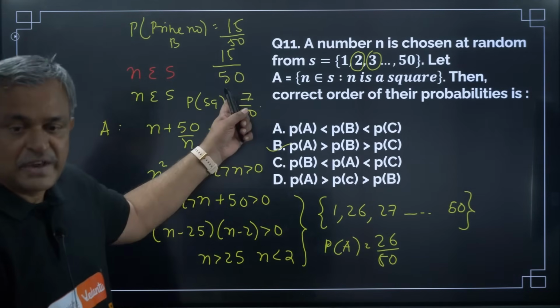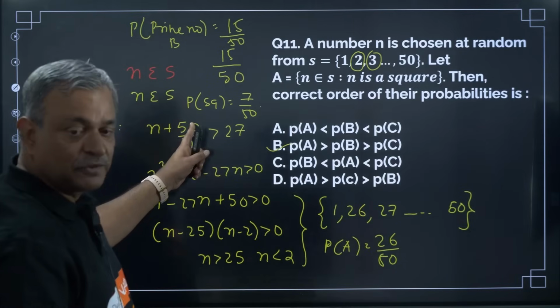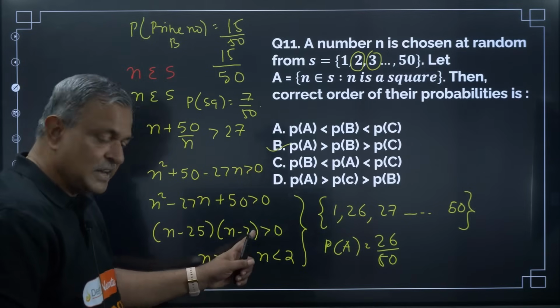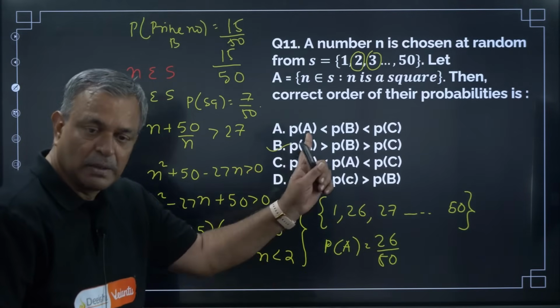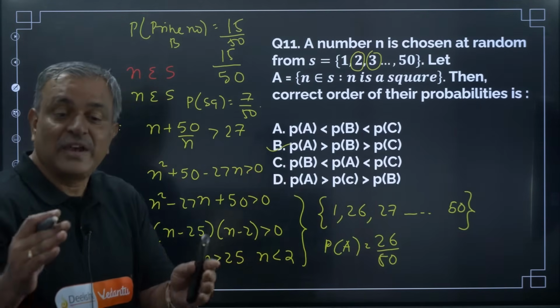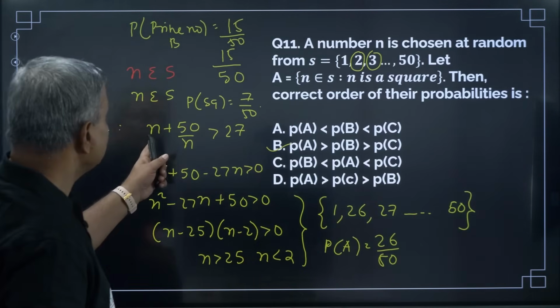What is P of A? They are asking that n plus 50 by n is greater than 27. Solve the quadratic equation. Whenever the greater than sign is there, it lies to the right of the bigger number and left of the smaller number. If it is a less than sign, then n will lie between the smaller number and the bigger number. Please remember.